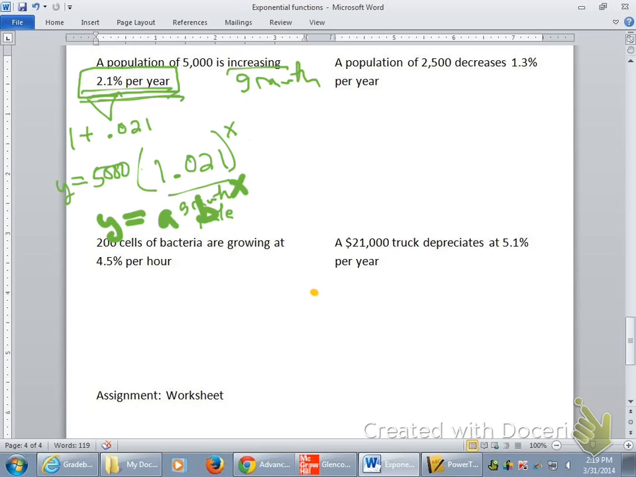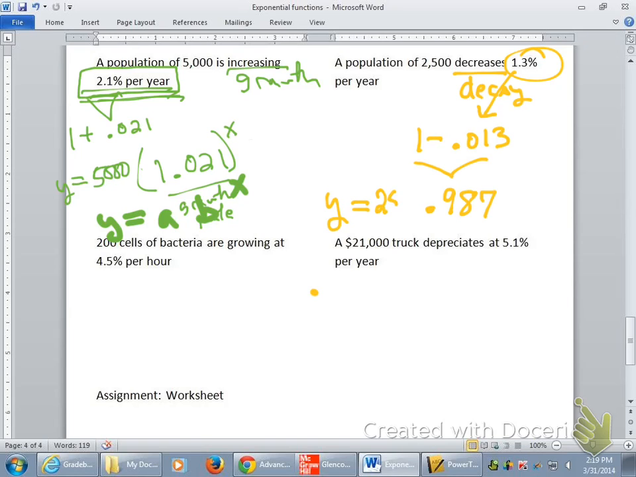Let's do a population that decreases. If it's decreasing, what's going on? It's a decay. Good. So the word decrease indicates a decay. So I need to talk about this percentage. What is 1.3%? How do I rewrite that? 0.013. And it's decaying, so I'm going to do 1 minus that. What is 1 minus 0.013? 0.987. And I'm very close to having an equation. What would my equation be? Y equals 2,500 times 0.987 to the x power. Some of you aren't sure about the 2,500. That's your start, your initial value.